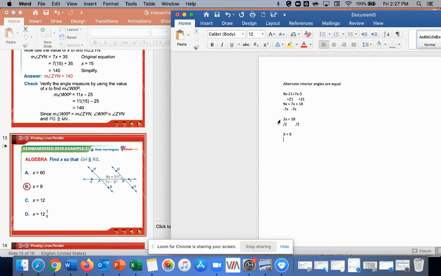2x equals 18. Divide by 2 on both sides. 2x divided by 2 is just going to be x. 18 divided by 2 is going to be 9. X equals 9. 9 is your answer.